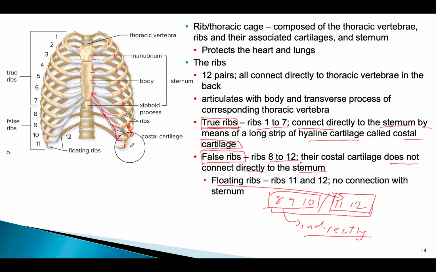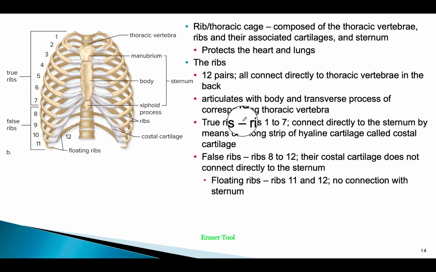Number 11, right here, and number 12, right over here, have no connection whatsoever. So these are known as your floating ribs. All right, so that is our ribs right there. What are the other structures that we see here?